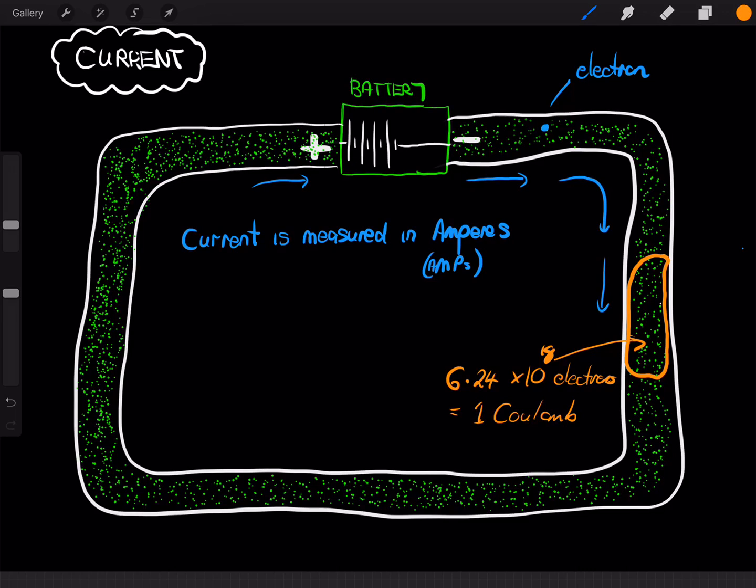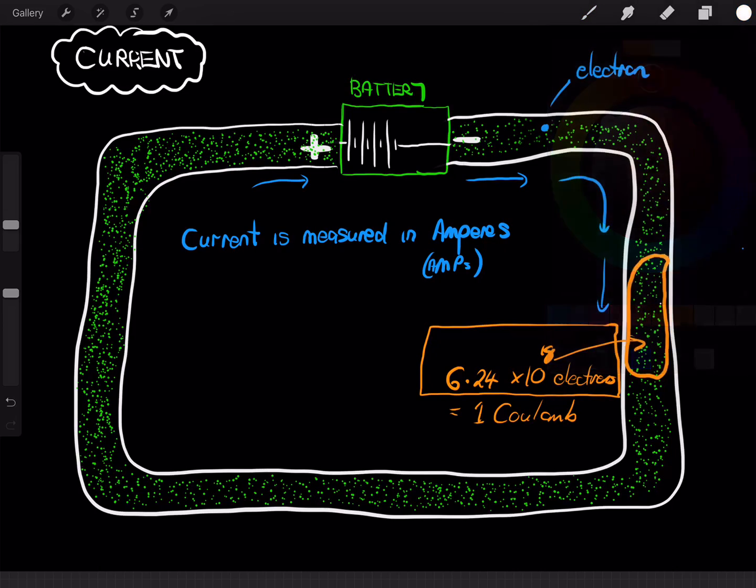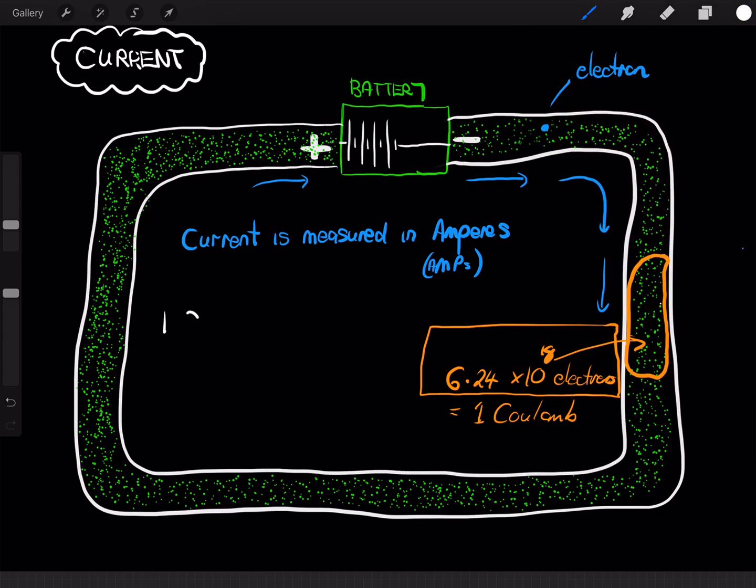Now you know that each electron has a fundamental charge of 1 negative charge. And it takes 6.24 times 10 to the 18 electrons to make up a charge of 1 coulomb. So coulomb is a measure of charge, the amount of charge. So 1 coulomb is the charge on 6.24 times 10 to the 18 electrons.